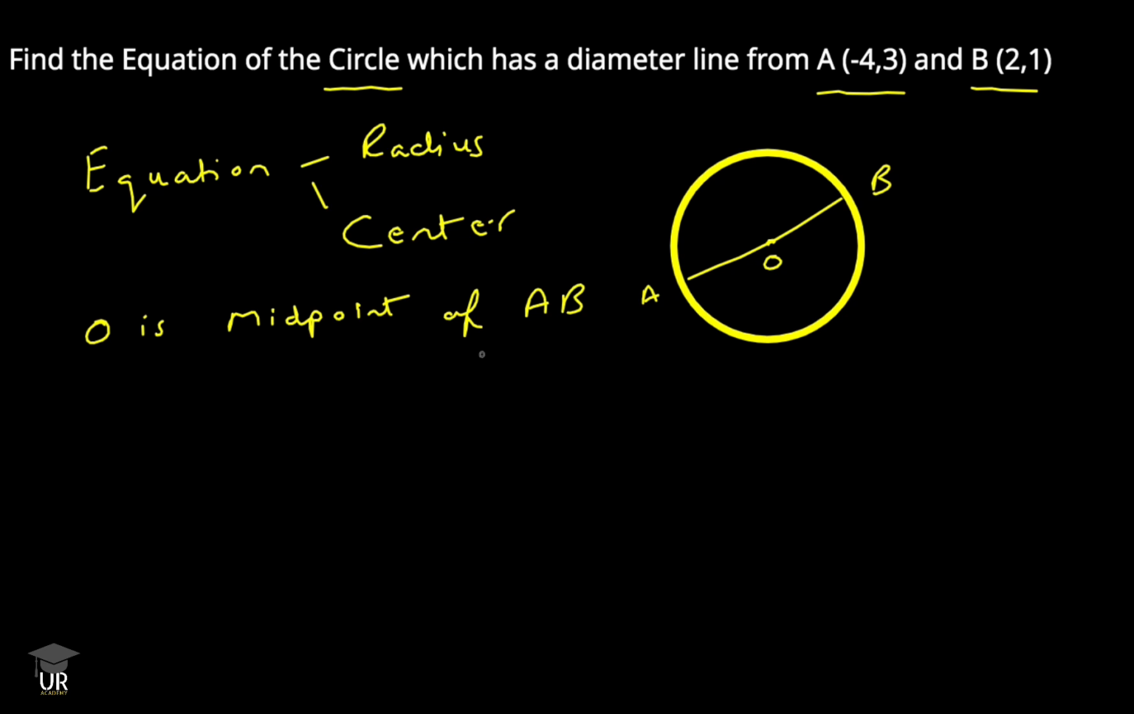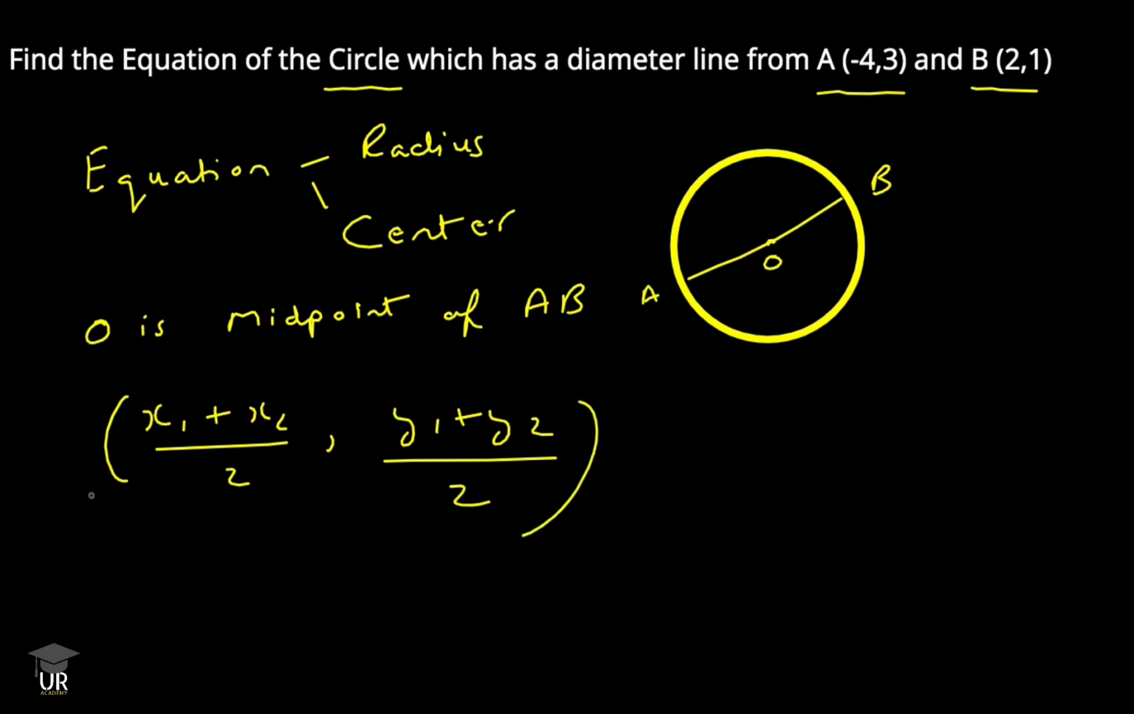So now we can find the midpoint coordinates using the formula, that is x1 plus x2 upon 2, y1 plus y2 upon 2. So your coordinates are A is minus 4 comma 3 and B is 2 comma 1. So this is going to be your x1 and y1, and 2 will be your x2 and 1 is going to be your y2.